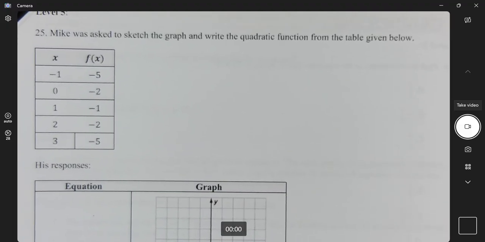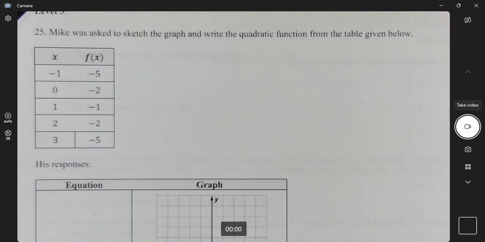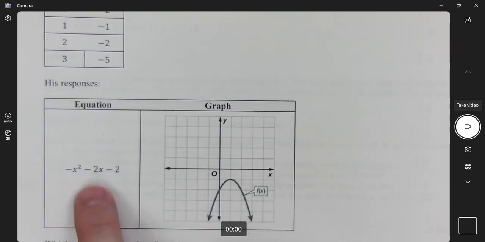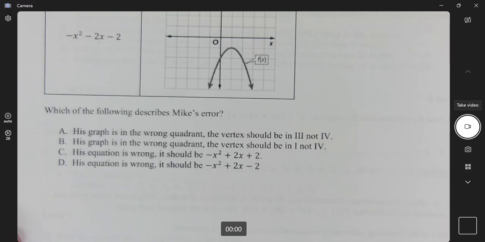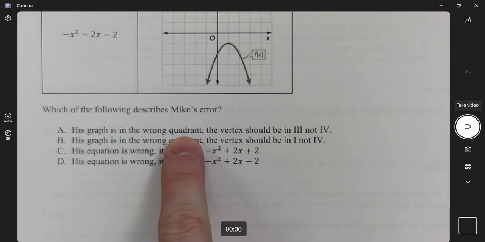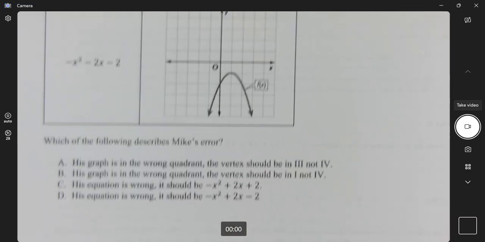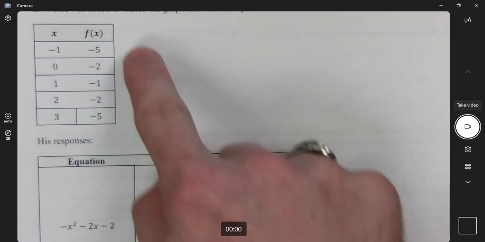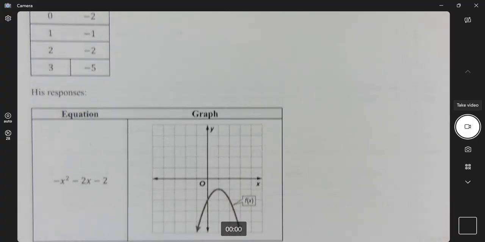Mike was asked to sketch the graph and write the equation of the function from this table. This is Mike's answer. Equation, graph. Apparently, Mike is wrong because it says which of these was his error. Either his graph is wrong because the vertex is in the wrong spot, or his equation is wrong, it should have been one of these two. Rather than doing all the really hard work, I'm going to put this table in Desmos and ask Desmos to give me the equation and the graph.